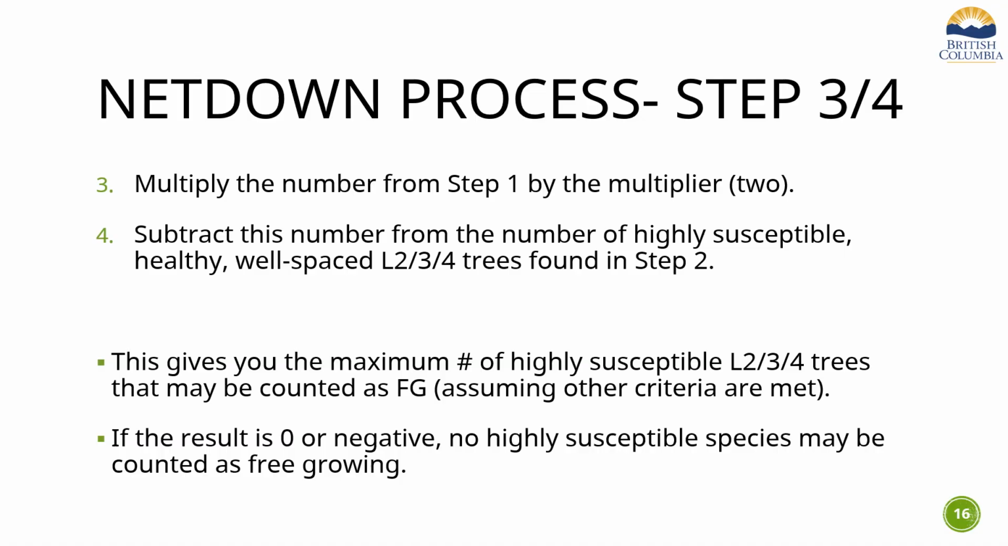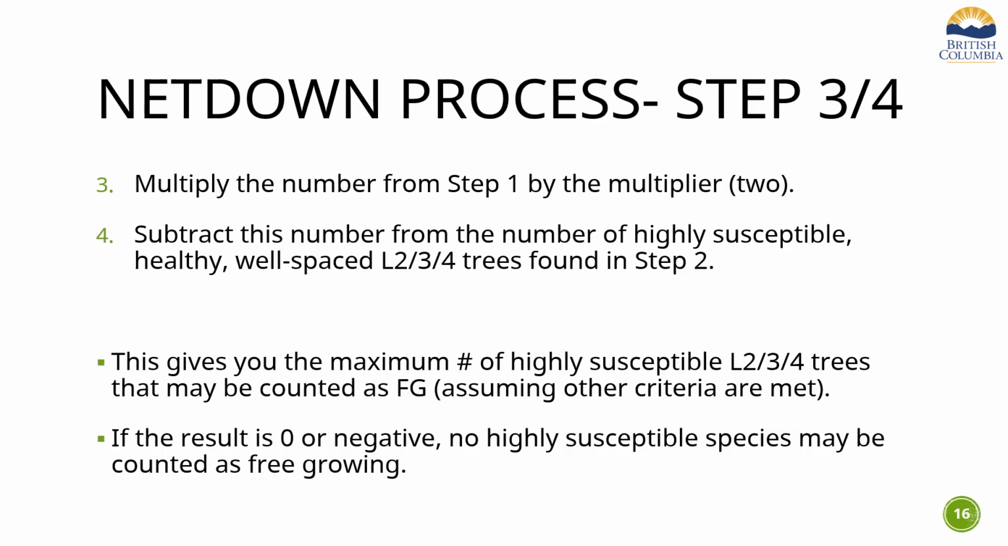For the third step, you multiply the number of infected trees by the root disease multiplier, which is 2. It's 2 for all listed root disease species in the FS 660 now. That's a change from previous versions, which should make this process far simpler. Then, for the final step, you subtract this number from the number in step 2, which was the total number of well-spaced, highly susceptible layer 2, 3, 4 trees. The result is the maximum number of highly susceptible layer 2, 3, 4 trees that you can count as free growing, assuming they meet all other free growing criteria.